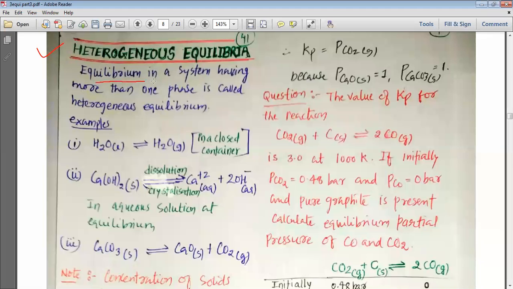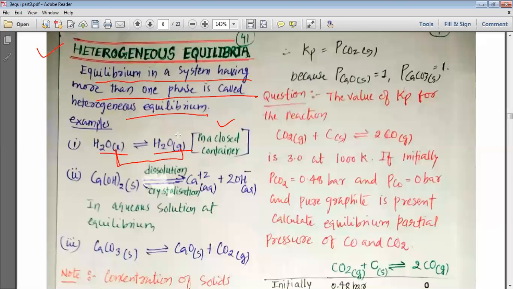Equilibrium in a system having more than one phase is called heterogeneous equilibrium. For example, if you look at H2O liquid and H2O gas, here we have two different phases. One is liquid, another one is gas. And this is where the equilibrium is obtained in a closed container.